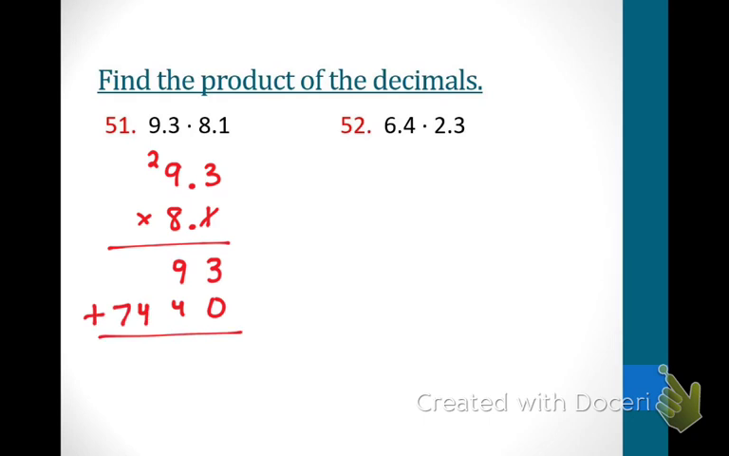9 times 8? 72. Plus 2? 74. Okay, now, how many decimal points do I have right there? 1. It only went over 1 time, okay? How many did this one go over? Only 1 time. So, adding those 2 up, what is it? 2. Okay, so I know once I find my answer, I'm going to be moving the decimal point over 2 places. All right, let's add this together. 3 plus 0? 3. 9 plus 4? 13. 1 plus 4? 5. And bring down the 7. How many places did we say we have to go over? 2. So what's the correct answer? 75.33. Very good.